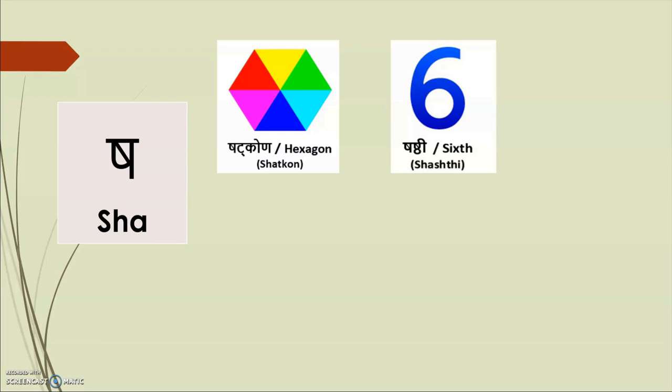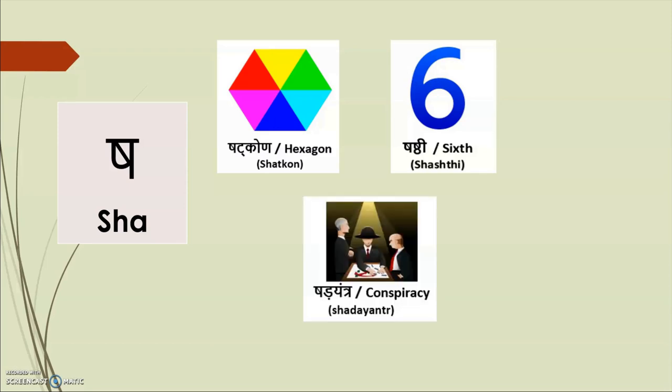In the next picture, we can see sixth. Sixth in Hindi is called Shashti. It is called Shashti. Now in the third picture, we can see conspiracy. Conspiracy in Hindi is called Shadyantra. So what is conspiracy called in Hindi? It is called Shadyantra.